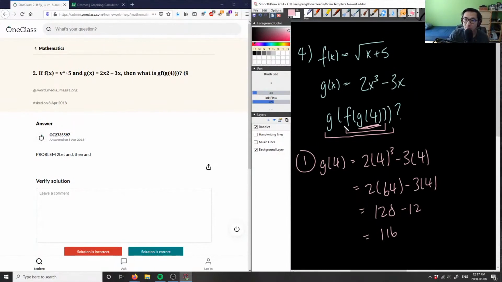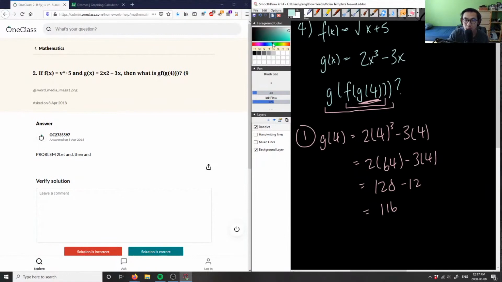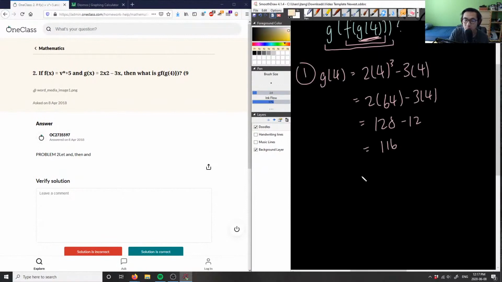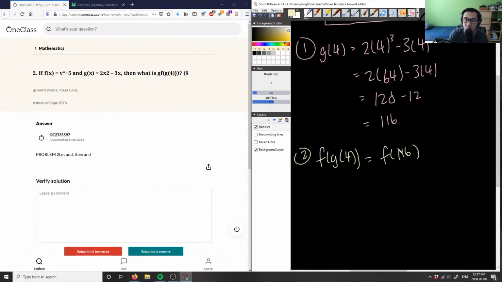So this is the first part of our problem, which is g at 4. Now what we have to do is find what's f of g at 4. Well, I know g at 4 is 116, so I can just find what's f at 116 to get f of g at 4. So I can do number 2. Let's do this in yellow. So what's f of g at 4? Well, this is simply f at 116, right? Because we found out that g of 4 equals 116. So I'm simply finding what's f of 116.